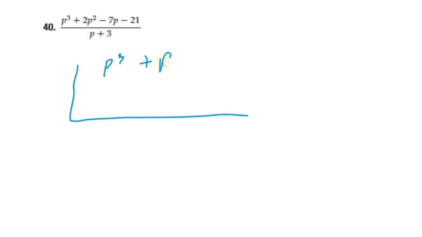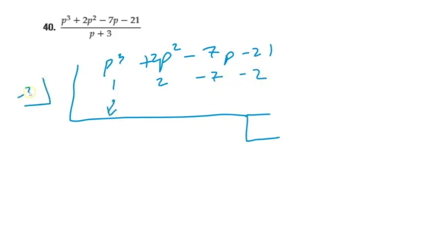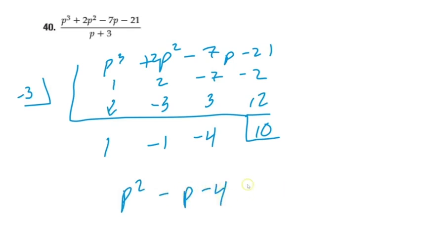This is the last problem we're doing. Let's say 1, 2, negative 7, negative 21. Bring the first one down. We're dividing by negative 3. Bring the first one down, multiply across, add, multiply across, add, multiply across, add, and I get 10. Hey, look at it. We wouldn't divide it evenly anyway. It's always 1 power less, p squared minus p minus 4 plus 10 over p plus 3. There you go. That's synthetic and long division.